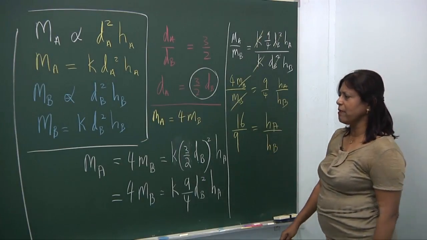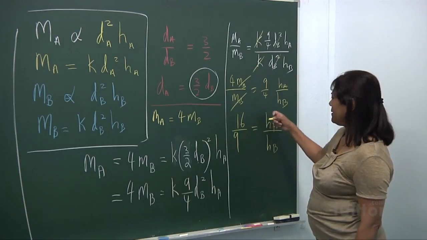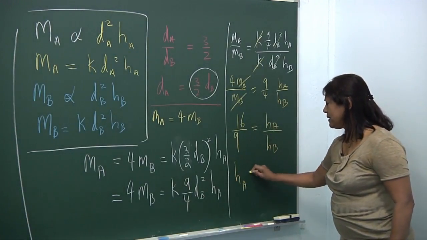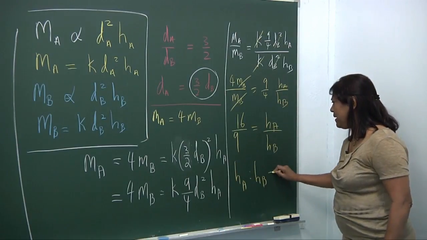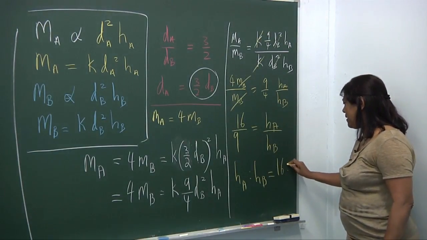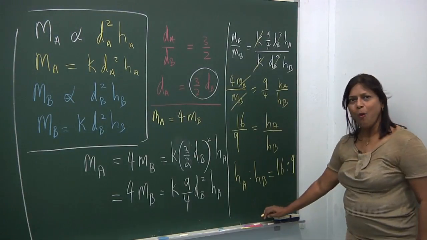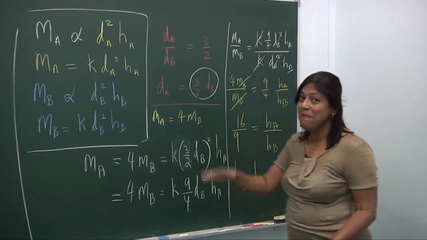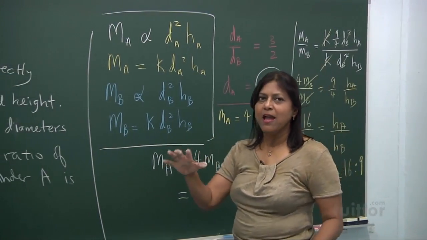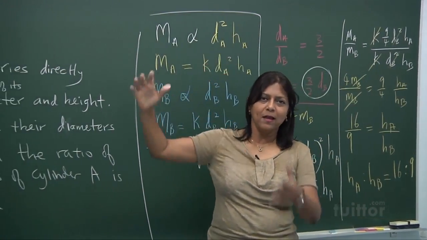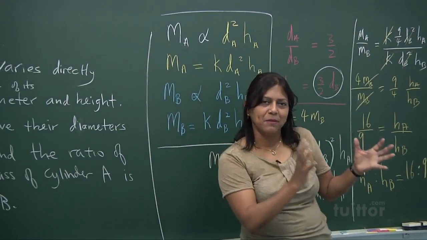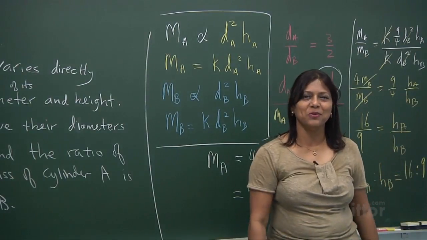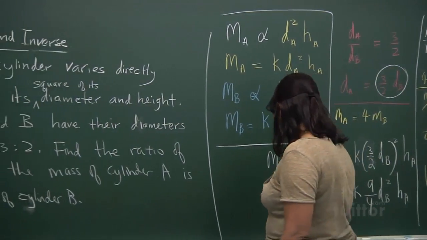Hence, the ratio of the height of cylinder A to cylinder B is 16 is to 9. Wow! It's almost double the height. So cylinder A looks like quite a hefty, big, tall thing with a bigger radius, whereas cylinder B is smaller. So you can see from here this vital information.